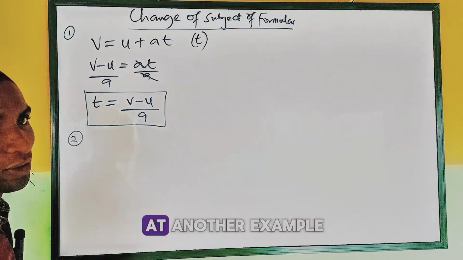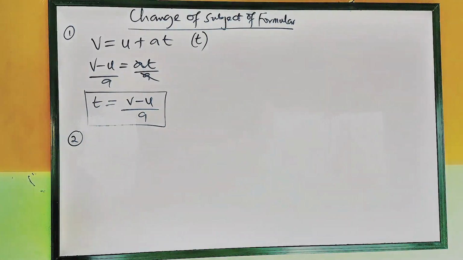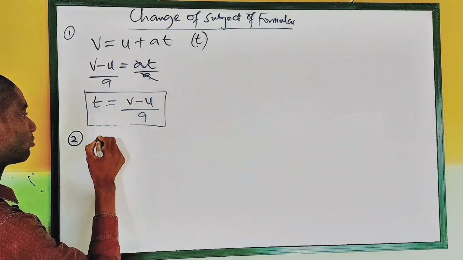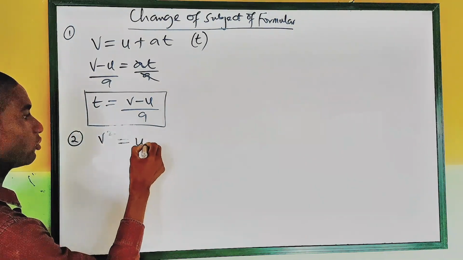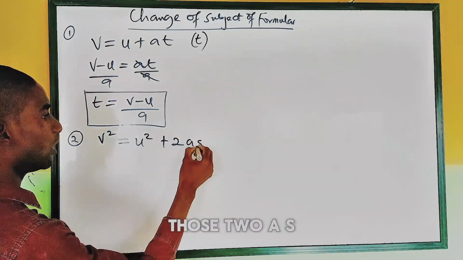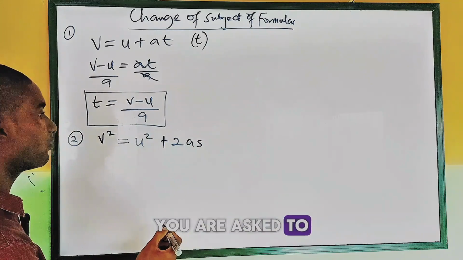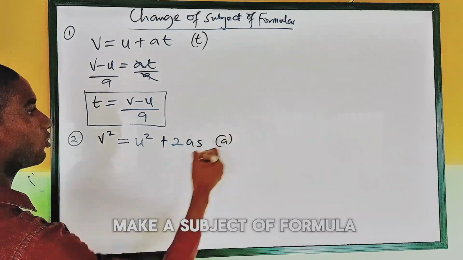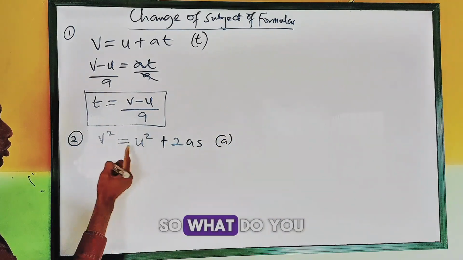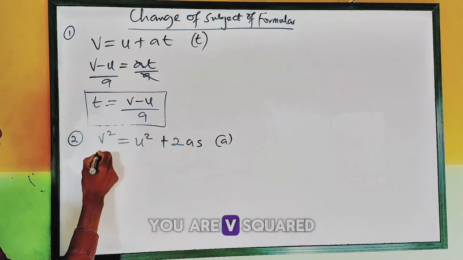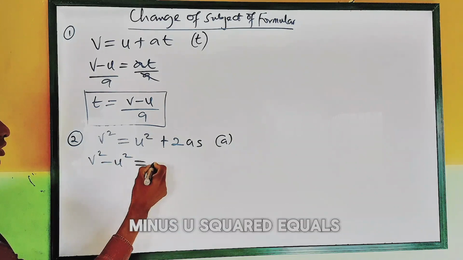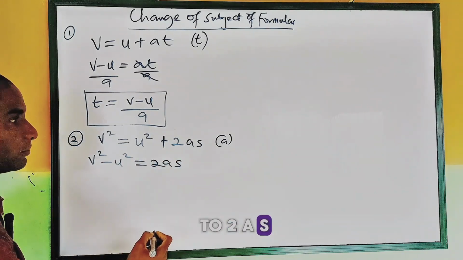Let us look at another example. Now when you have V squared equals U squared plus 2AS, and you are asked to make A the subject of formula, what do we do? Move this to this side. You have V squared minus U squared equals 2AS.